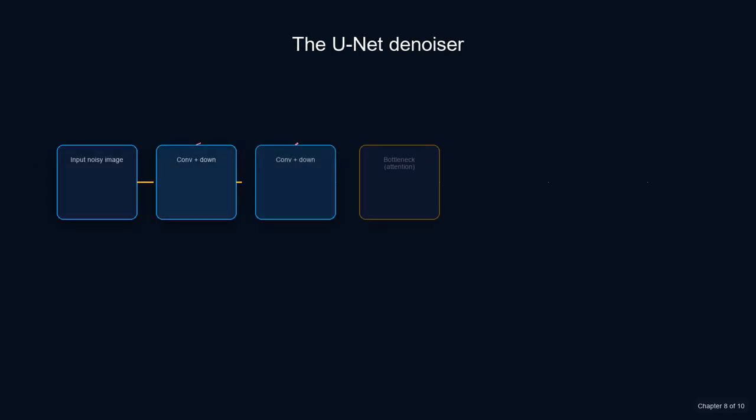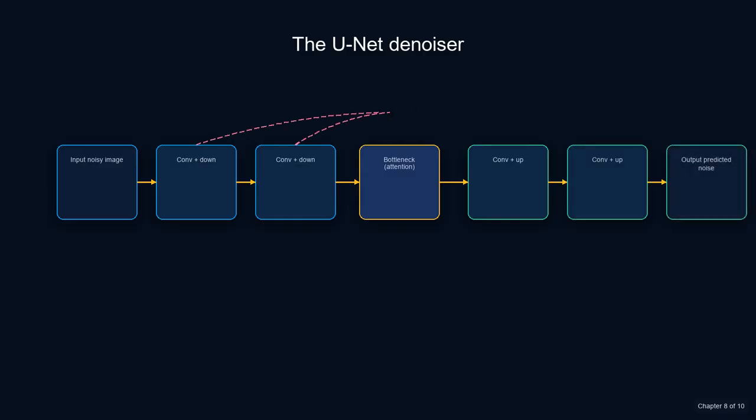The denoiser is almost always a U-net. Downsampling blocks compress the image, and attention bottleneck ties everything together. Upsampling blocks then rebuild the image, with skip connections shown dashed, carrying fine detail across the bridge.